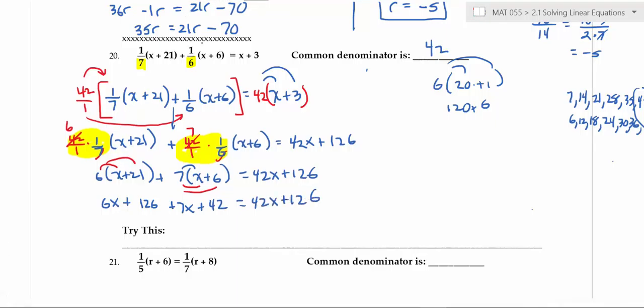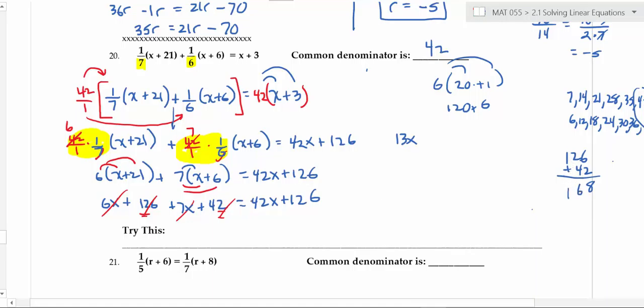Okay, got a bunch of like terms. Put those two things together. That's going to give 13x. These things go together. Okay, so we can do that on the side if we need to. 126 and 42: 6 and 2 is 8, 2 and 4 is 6, and 1 is 1. So that's 168. And then this side, write it down. So that's 42x plus 126.